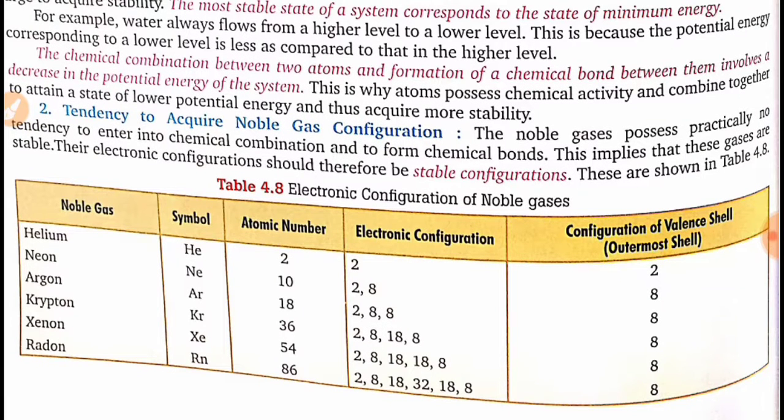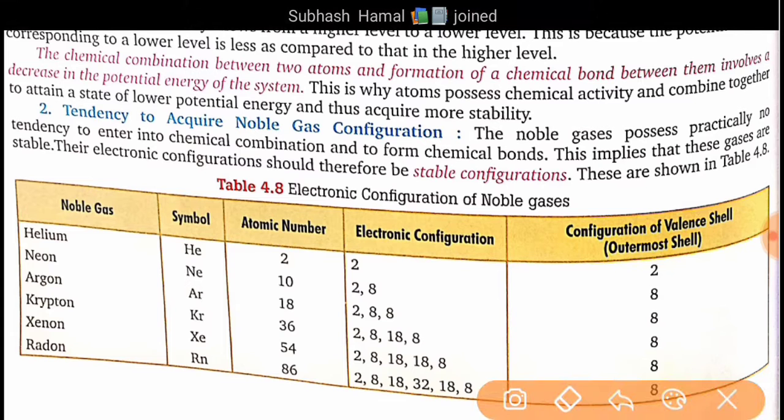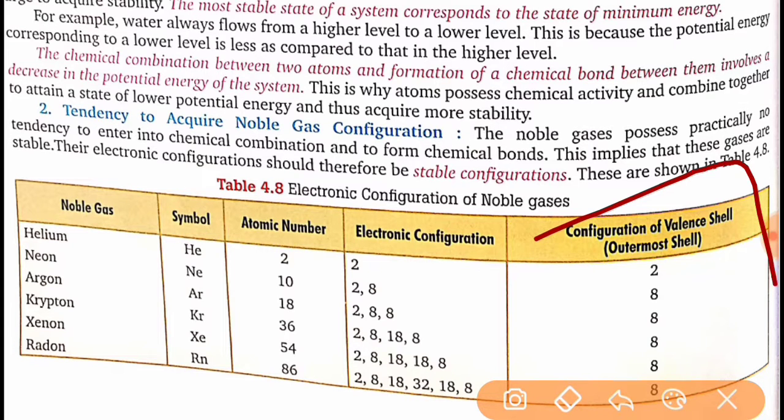You can see here, what you have to notice is that the outermost shell has 8 electrons, so it means they are stable in nature. Okay, they don't want to lose electrons or gain electrons, because they are already stable. So that's why noble gases are stable in nature.